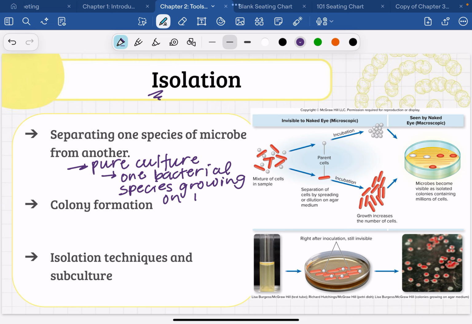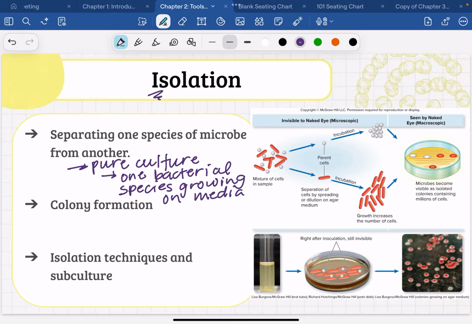Growing on media. Okay. So if you have a mixed bacterial culture, that's the opposite of a pure culture. If you have some kind of media that's growing multiple types of bacteria, we are not going to be able to do the rest of this process. The inspection and identification, in order to be able to do those two, you have to have a pure culture. So this step is critically important to the rest of the steps.